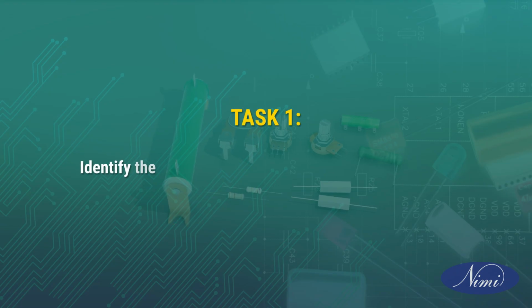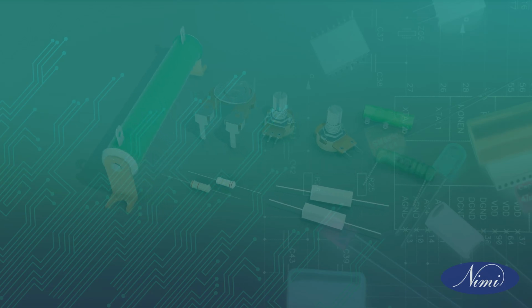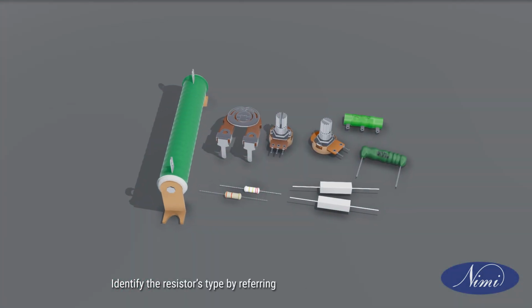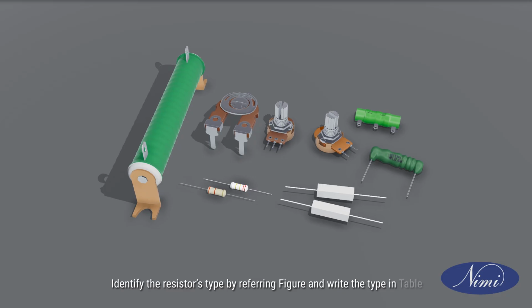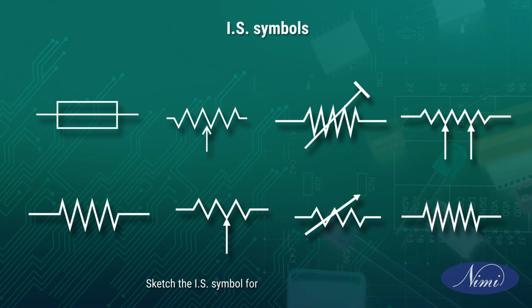Task 1. Identify the type of resistor from pictorial representation. Identify the resistor's type by referring to the figure and write the type in the table. Sketch the IS symbol for the identified resistor in the table.